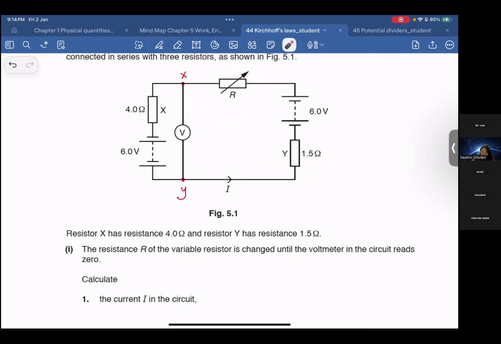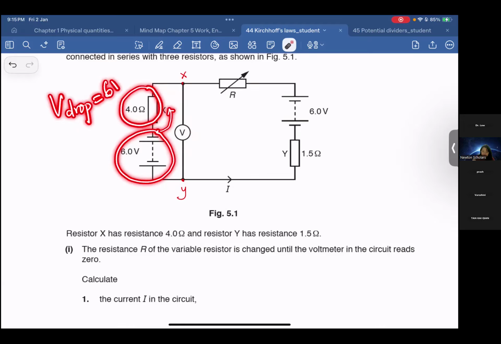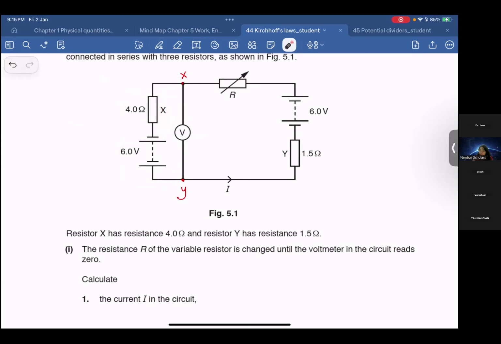Okay, we can think about this part first. Here I measure the voltage. Is there any voltage drop between these two? The answer is 0, which means that 6 volt is provided for this 4 ohm, and the voltage drop for this part is exactly 6 volt. You get what I mean?